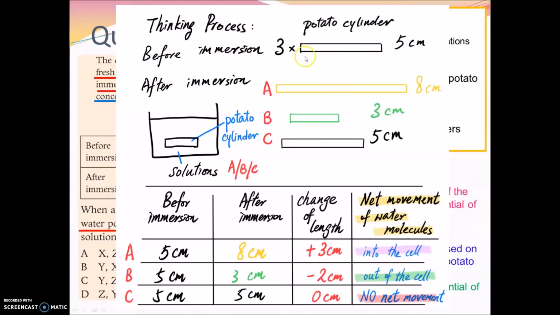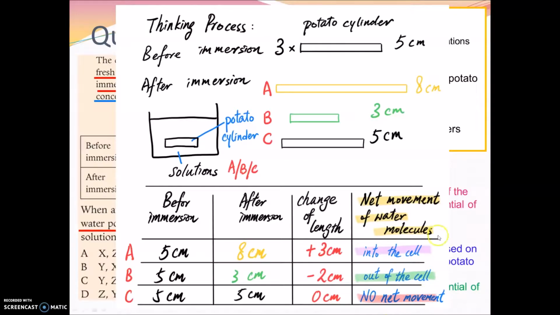For this example, I just try to copy the experiment. I prepare 3 potato cylinders with 5 cm, and immerse them in solution A, B, C. After we put it in solution A, it becomes longer, to become 8 cm. I put it in solution B, it becomes 3 cm, becomes shorter. And I put it in solution C, it becomes 5 cm, unchanged. So in this table, a very quick calculation: 5 to 8, 3 cm longer. 5 to 3, 2 cm shorter, and 5 cm to 5 cm, no change, 0 centimeter change.